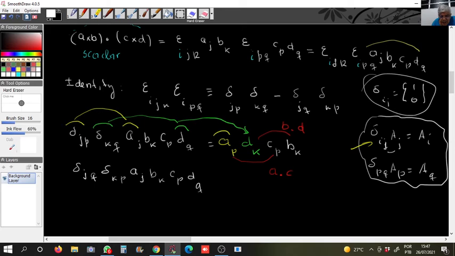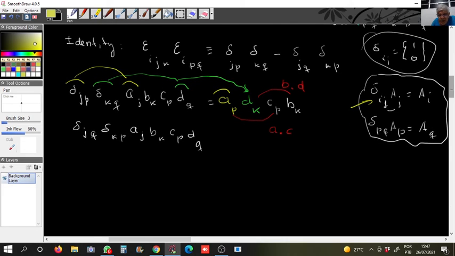And now let's see this one. This is equal. I use colors. Let's pick the yellow color. Now JQ. This is J. Okay, this will be AQ, the yellow one.